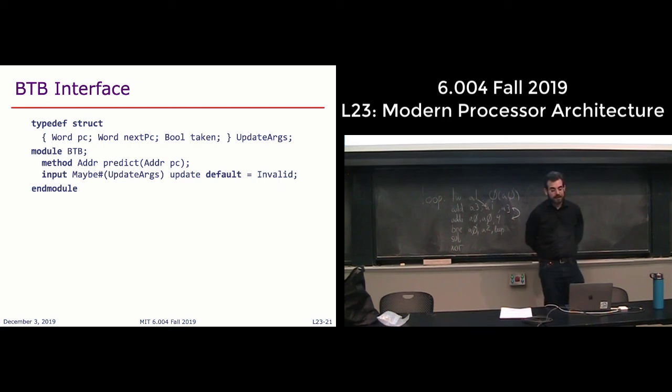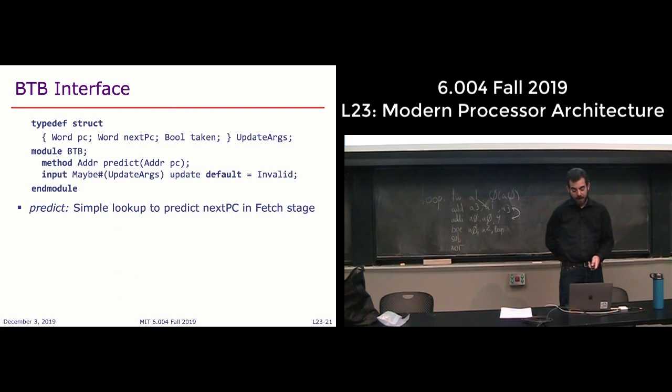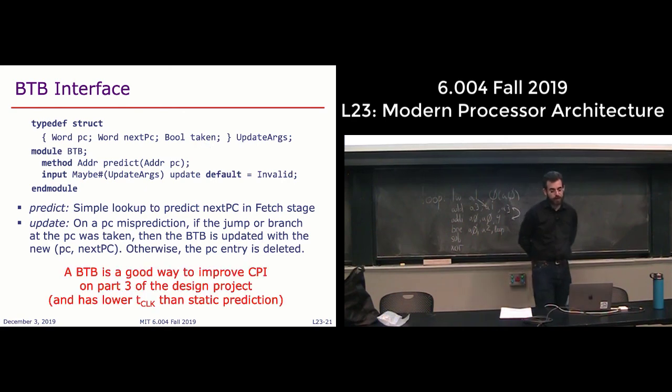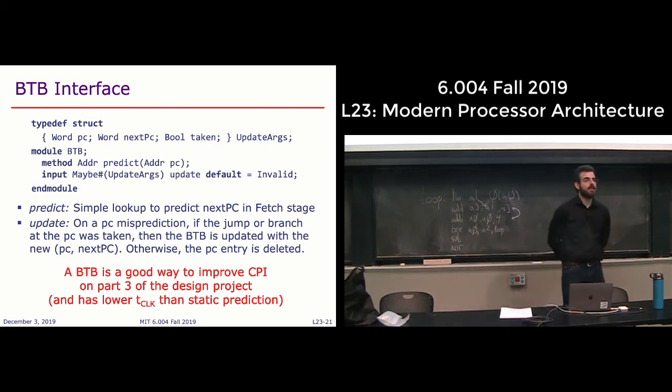Okay, so this translates to a module with a fairly simple interface with a predict method, and then in the fetch stage you get the next PC from the given PC, and then on execute we train the predictor by updating it, right? There's an update input that takes the PC, the actual next PC, and whether the branch was taken. So this is a pretty easy way of getting some points on part 3 of the project. You can do static branch prediction if you do a BTB.